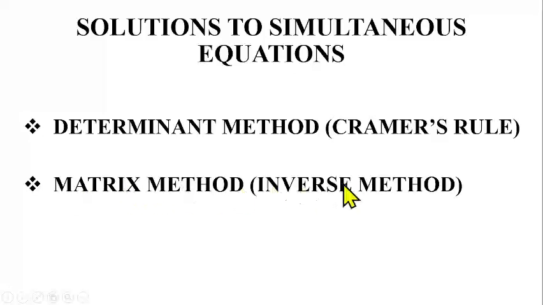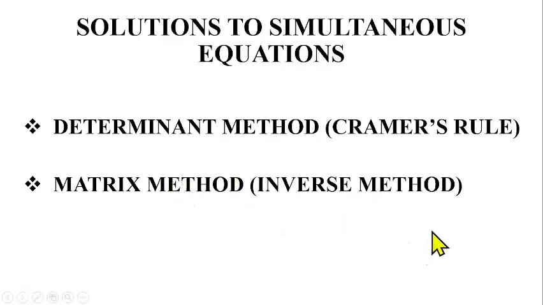Don't go and use matrix. Or if they say you should use matrix, don't say because I know determinant method, I want to go and use determinant method. You will be wrong. So that is why you are meant to know the 2 methods very, very well. Determinant method is the same thing as Cramer's rule, and matrix method is the same thing as inverse method. So matrix method means inverse method.